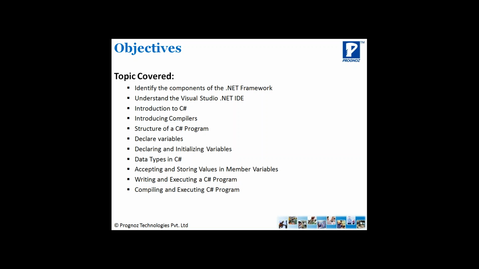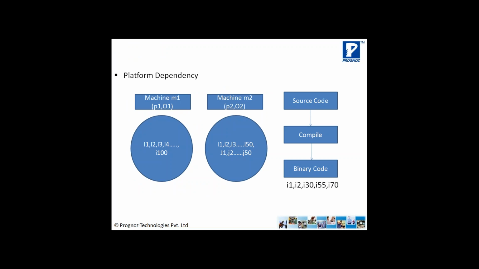Now to understand platform independence, we need to know what is platform dependency. For this, let us take one example. Suppose we have a machine M1 which has say processor P1 and the operating system is O1. Since this machine is having a processor P1, it is capable of understanding a specific set of instructions. The instructions may be say I1, I2, I3 up to say I100. These are the instructions which the machine M1 understands.